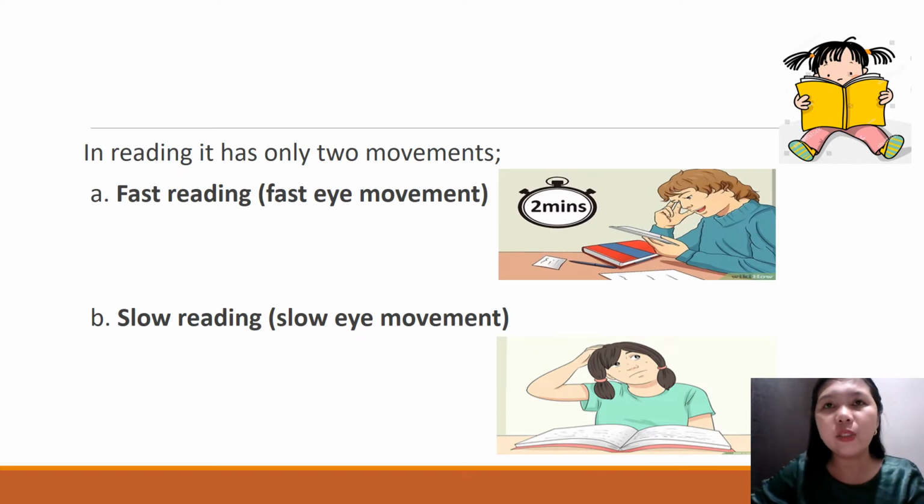In reading, there are only two eye movements: fast reading and slow reading. The first one is fast reading, fast eye movement. It is involuntary, jump eye movement, scanning, skimming, and browsing. While the next is the slow reading or the slow eye movement. Smooth eye movement, a rapid irregular movement of the eye as it changes focus moving from one point to another. It is also essential for becoming a successful reader.